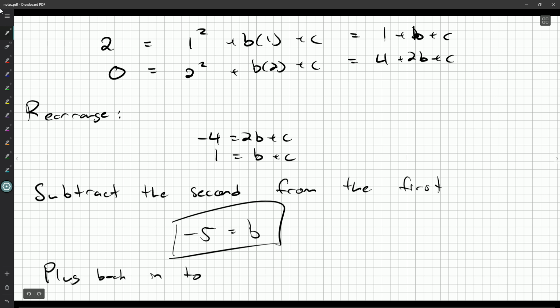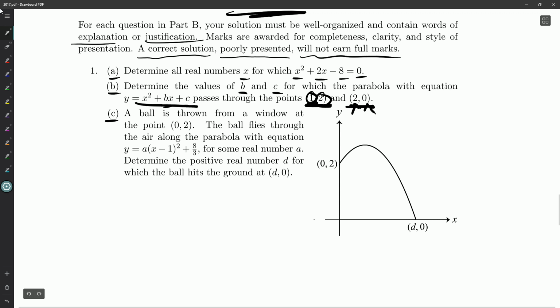Plug back in to find c. So 1 is b plus c, but b is negative 5, so we quickly see c must be 6. You can leave it as boxes, or, because I know you tend to be trained in high school these days to put a therefore statement: therefore, b equals negative 5, c equals 6. If you want to, now that you know your b and your c, you could go back to this equation and double check. Is (1, 2) on that? Is (2, 0) on this parabola?